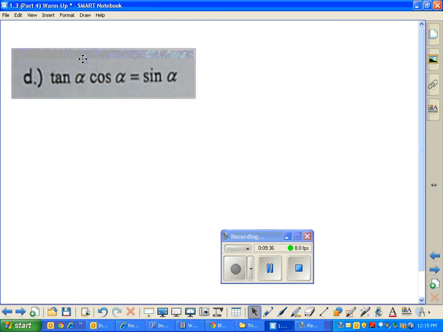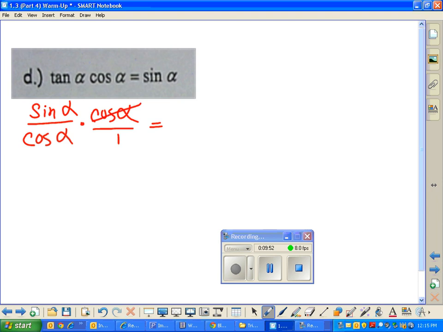All right, so what I see as I walk around, you use the quotient identity to turn tan alpha, or tan fish, Devin affectionately calls it, into sine over cosine, goldfish, and then cosine alpha over 1. Cross cancel your cosines, poof! Sine alpha is what you get. You know you're done because you got to the right side, by the way.